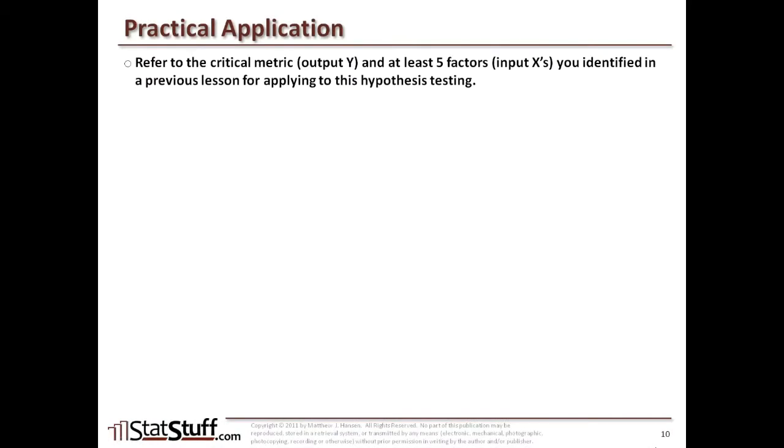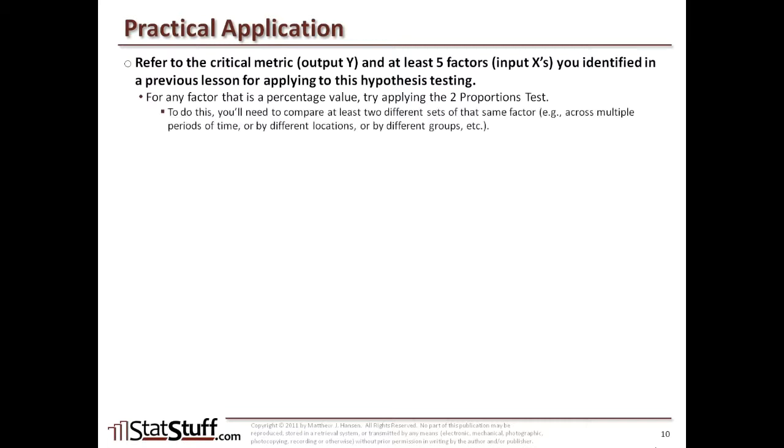All right, before we close this lesson, let's discuss how we can apply some of these concepts in a practical way. I'd like you to refer to the critical metric or output Y that we've defined before, and those other factors that we looked at before when we're trying to look through this hypothesis testing. Now, for any of those factors that have a percentage value, I want you to try to apply the two proportions test. In order to do that, you're going to need to compare at least two different sets of groups for that same factor.